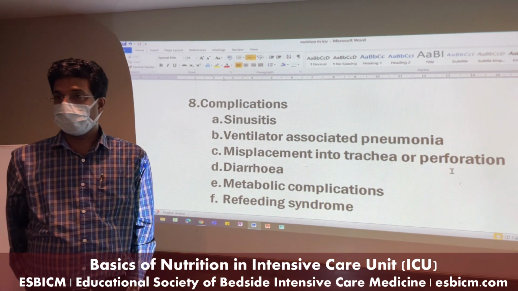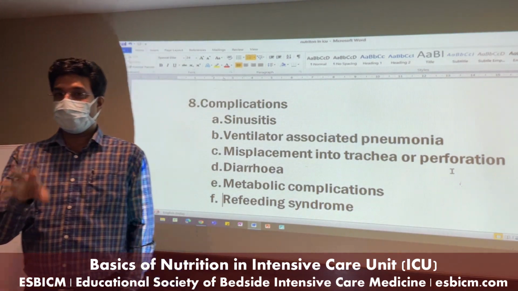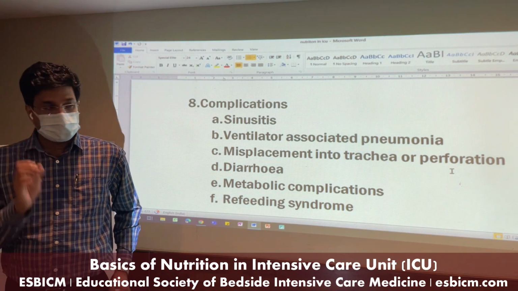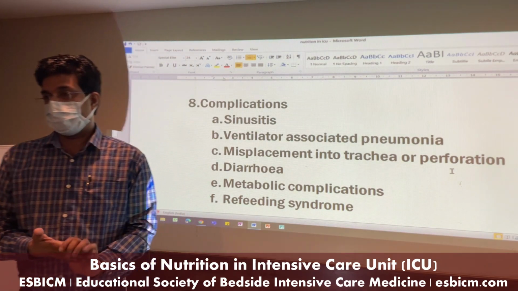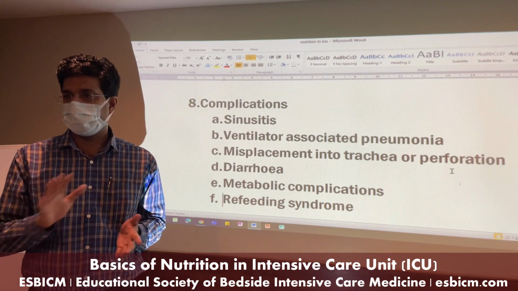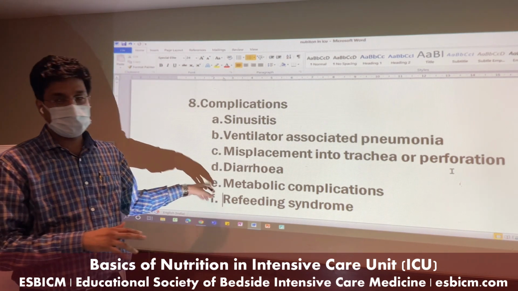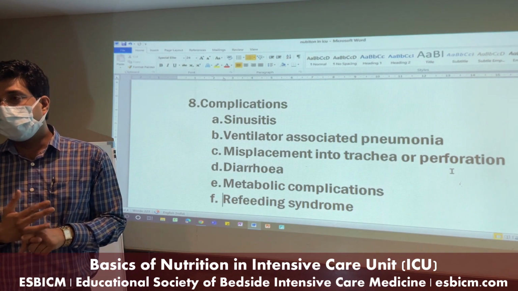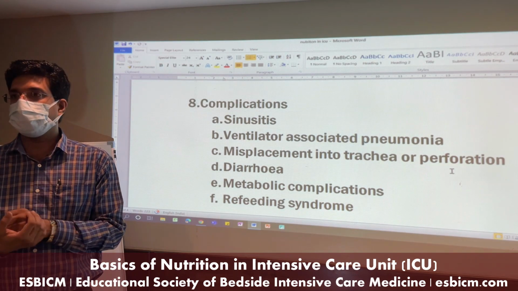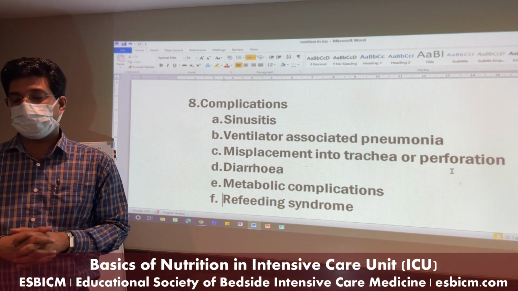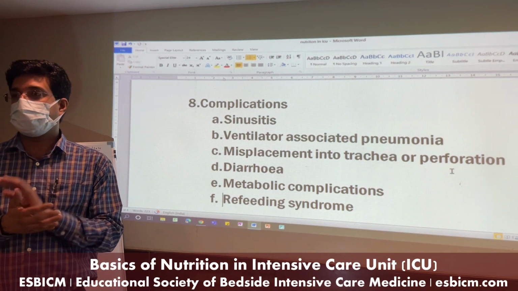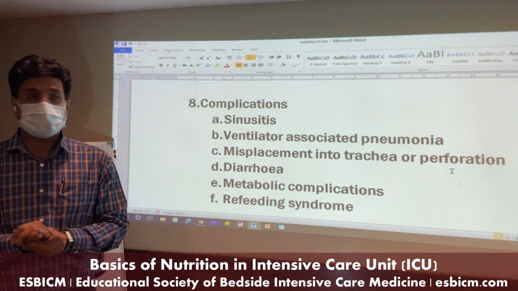Diarrhea is one of the most common and feared complications of supplemental feeds. Diarrhea can have multiple causes. It could be antibiotic-associated diarrhea, or other causes, but we are discussing specifically nutrition-associated. It can be due to the high osmolar feeds you are giving. Suppose you are giving too much concentrated supplemental feed, it can cause osmotic diarrhea. Suppose the patient is lactose intolerant and your composition contains lactose, it will cause diarrhea.